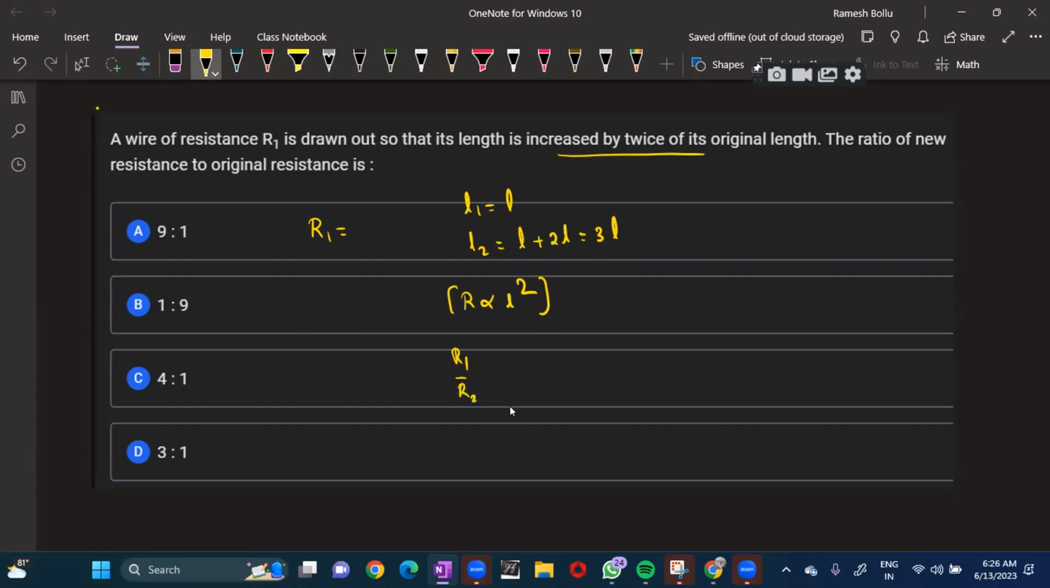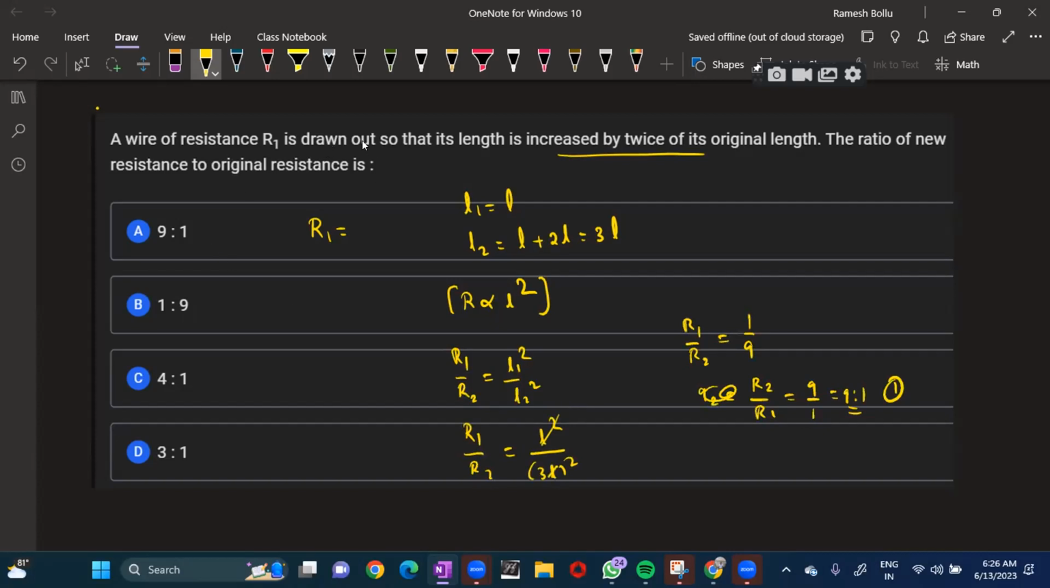So R1 by R2 equals L1 square by L2 square. L square by 3L whole square. L square cancels out. So R1 by R2 equals 1 by 9. The question is asking R2 by R1, so invert. 9 by 1, 9 is to 1 is your answer. Option A is the right answer.